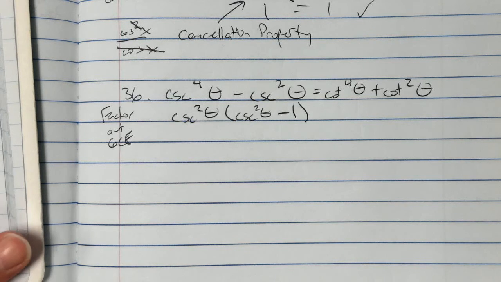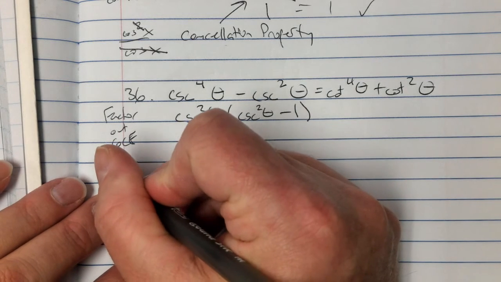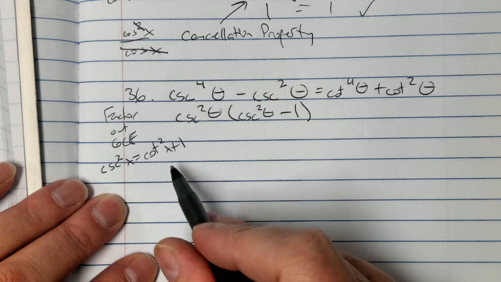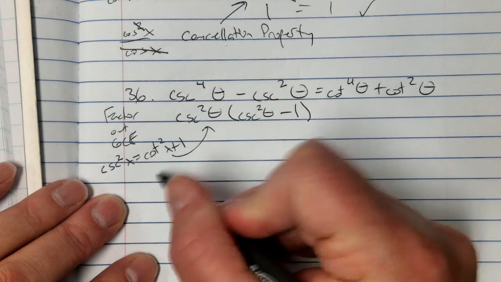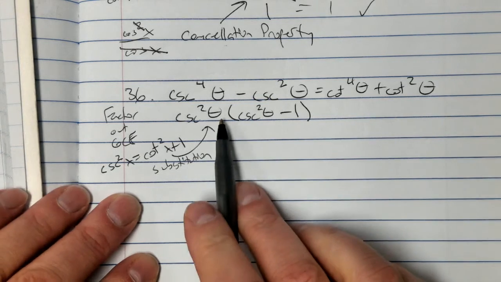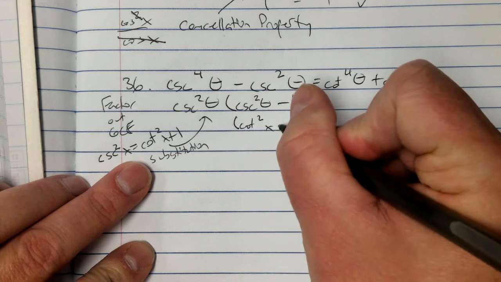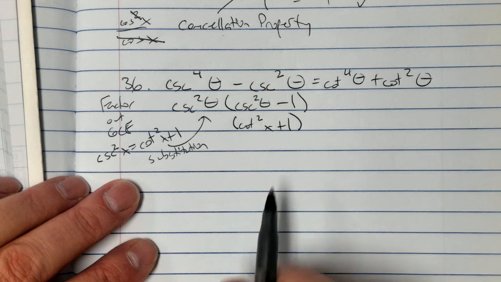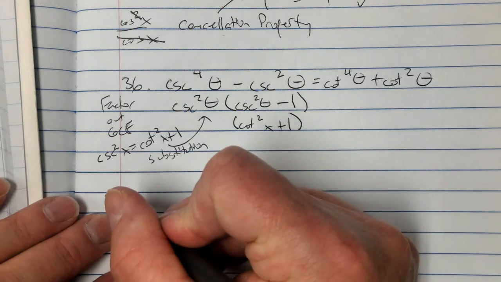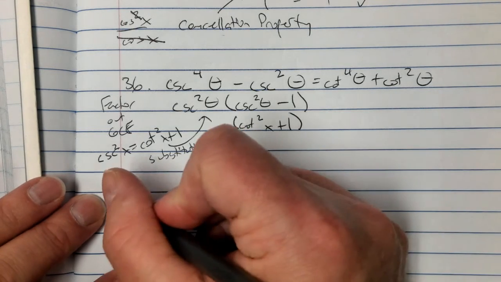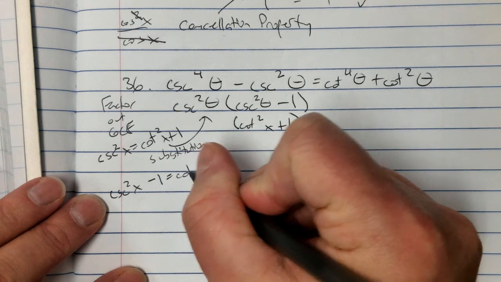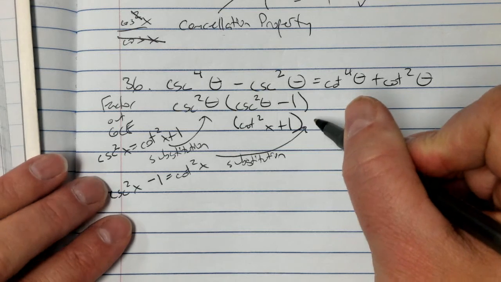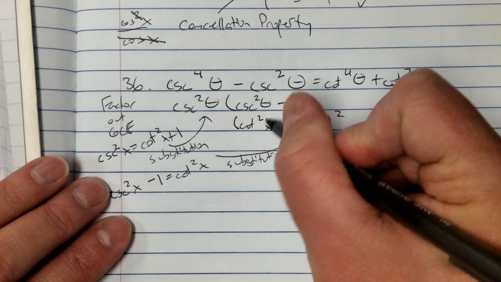So that was your first step. From there, remember your cosecant squared x equals cotangent squared x plus 1. So what we're going to do is just substitute. This is substitution. We're going to change our first term to end up being cotangent squared x plus 1. So that's for your first one. Now for your other side, we have cosecant squared x minus 1 equals cotangent squared x. That's going to go over here, again substitution. So we end up having cotangent squared right there. I put x, I need to put theta.